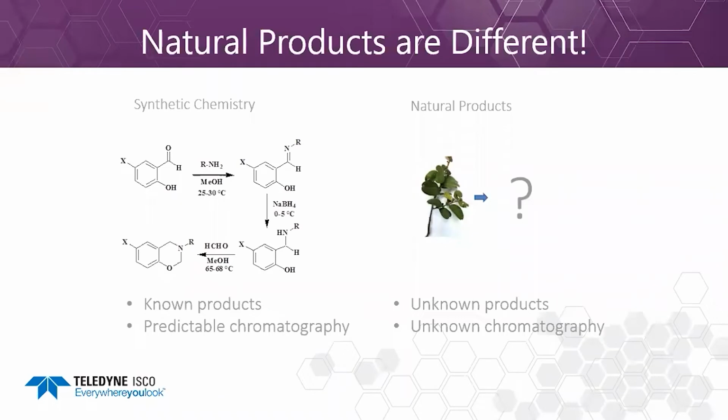Natural products are different because we don't know what compounds confer the biological activity. Synthetic chemists have it easy in this respect. They have known products, even if they have side products that give predictable chromatography. In natural products, we start off with a biomass and we don't know what products are in it, and we don't know how to purify it until we've purified it.